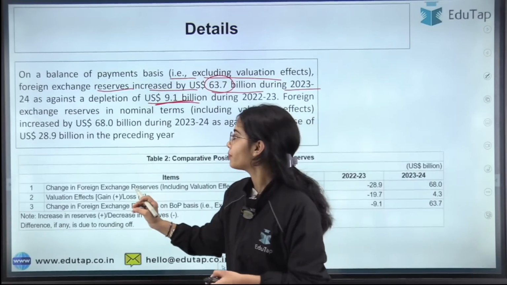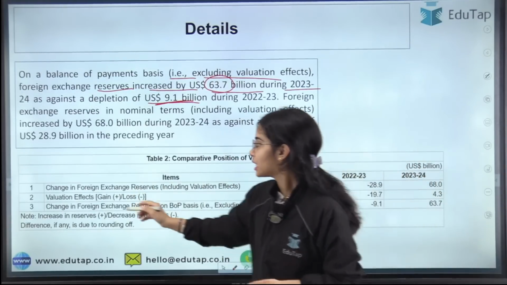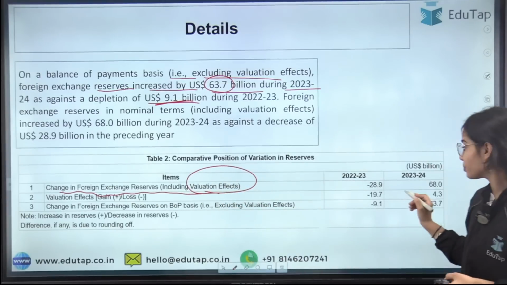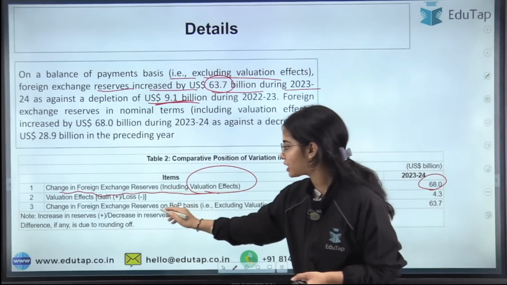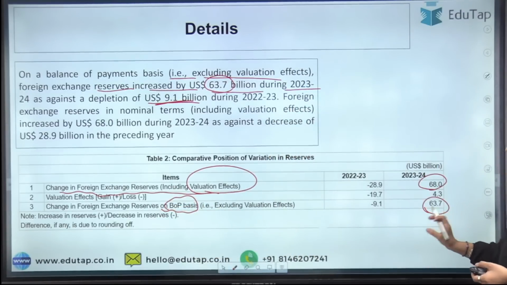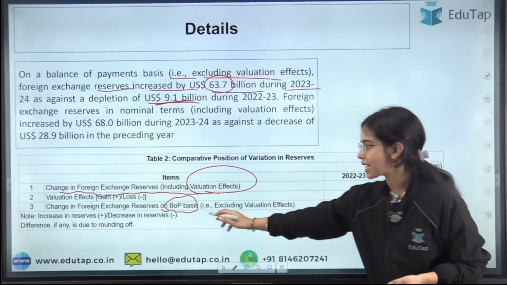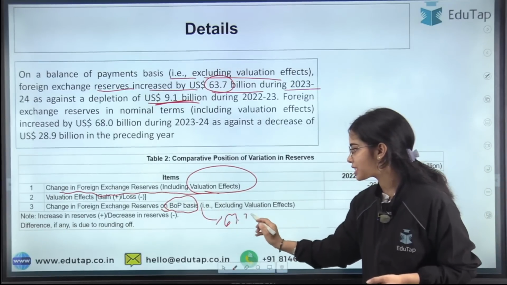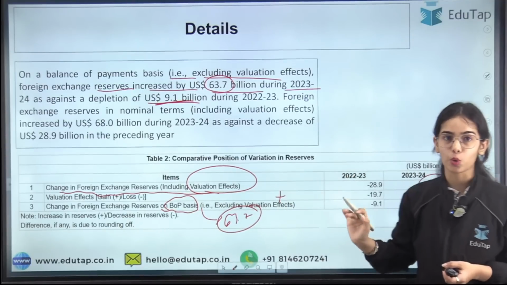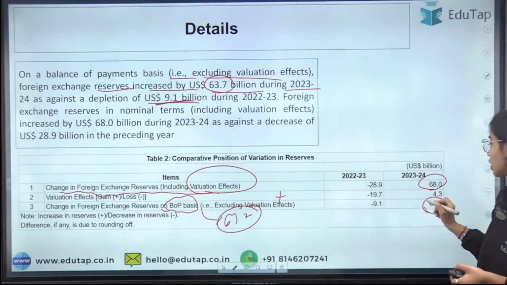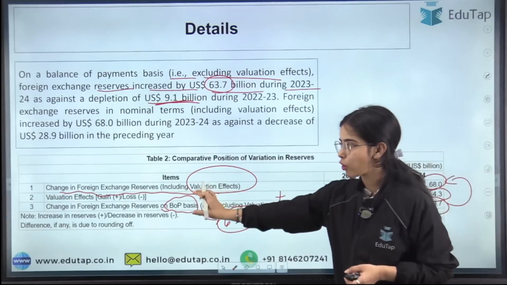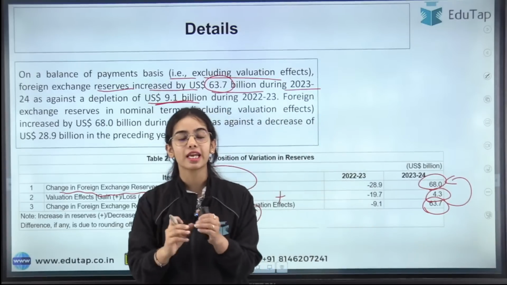Here you can see the change in foreign exchange reserves including the valuation effect, which is $68 billion. The balance of payment surplus that has happened is $63.7 billion. If you add the increase in the value of gold kept in the foreign exchange reserves, that is $4.3 billion, then in total the foreign exchange reserves have increased by $68 billion.